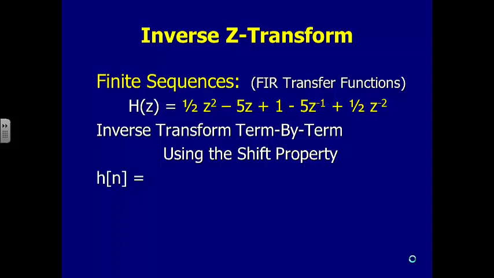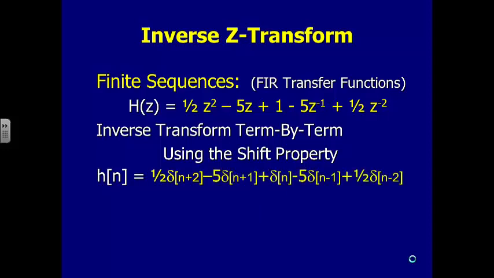So this 1/2 times z squared, well, the 1/2 comes across as a 1/2 times delta of n, and the z squared implies a shift by 2, plus 2. Likewise, this minus 5z would be inverse transformed to minus 5 times delta of n and apply a time shift of plus 1 to it. The 1 just transforms as delta of n. 5z to the minus 1 is 5 delta of n minus 1, and then 1/2 delta of n minus 2. So again, the z's are shifts, and the coefficients come across as unit sample sequences. And this would be the case if we were inverse transforming an FIR filter's transfer function.